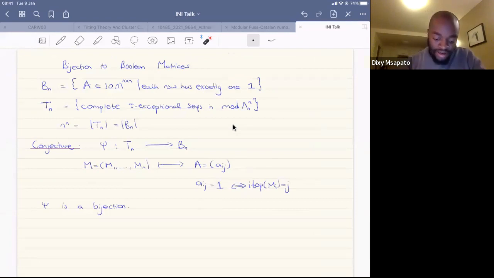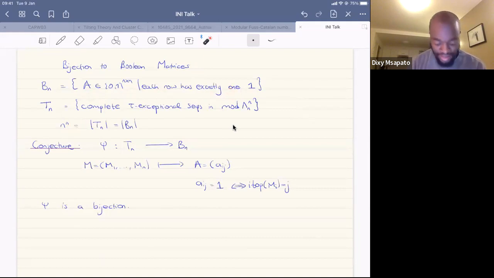And you might also ask me about projections to other combinatorial sets, because the sequence n to the n, like I said, counts many things. One of the things it does count is the following set of sequences. Let Bn be the set of n by n matrices with entries from 0 or 1, such that each row has exactly one 1.